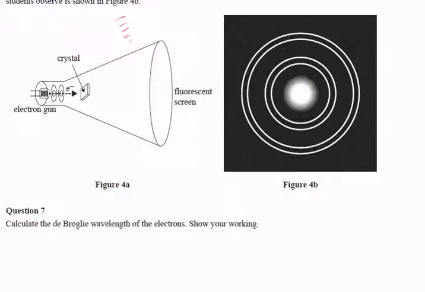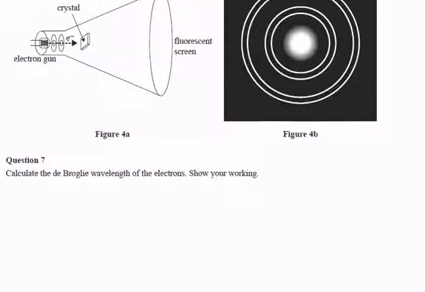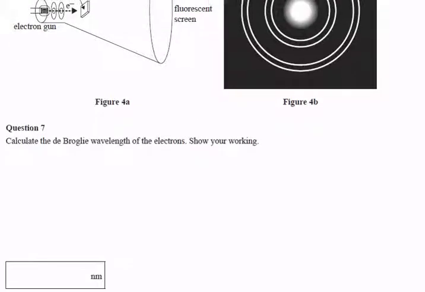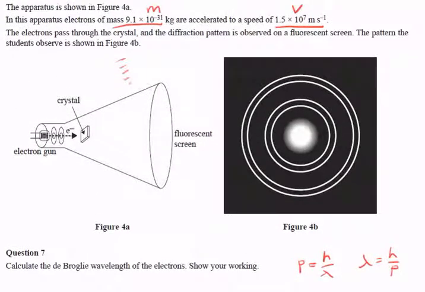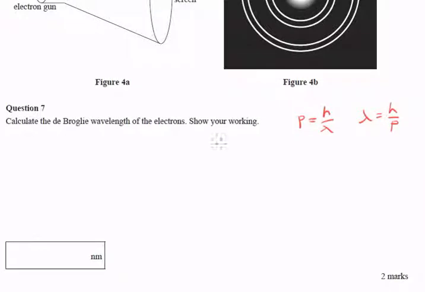Alright, calculate the de Broglie wavelength of the electrons and show your working. So the formula for the de Broglie wavelength is p equals h over lambda. So rearrange that, you get lambda equals h over p. That's what we want to use, but we don't have p. We've only been given the mass and the velocity, so we have to do that first. So p is mass times velocity.